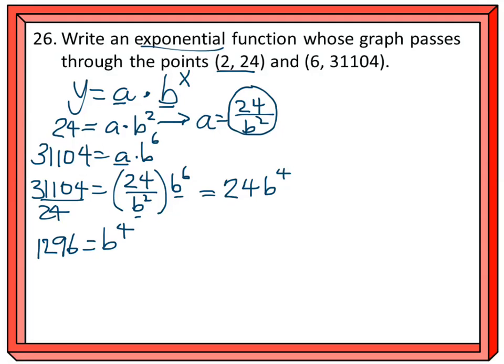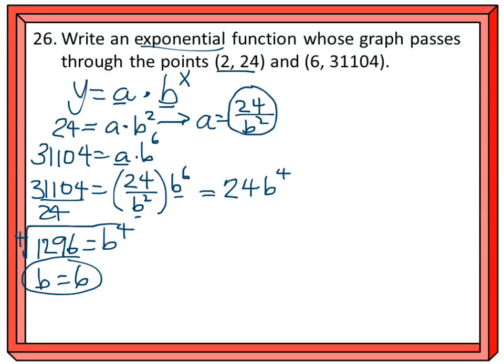How do I get rid of a 4th power? I have to take the 4th root. When I solve equations, traditionally I should have two answers, a positive and a negative. But since we're talking about b, which is a base of an exponential, it cannot be negative. So we only want the principal one, the positive one. So here b is equal to 6.